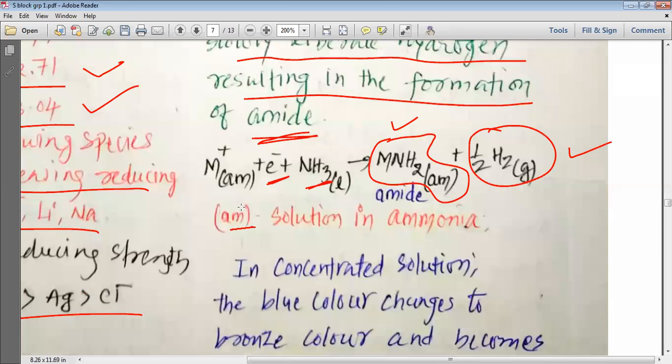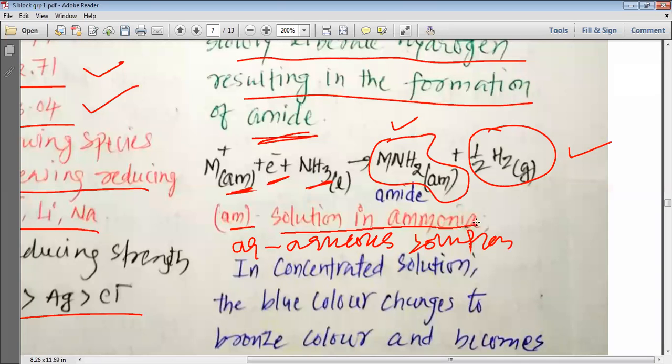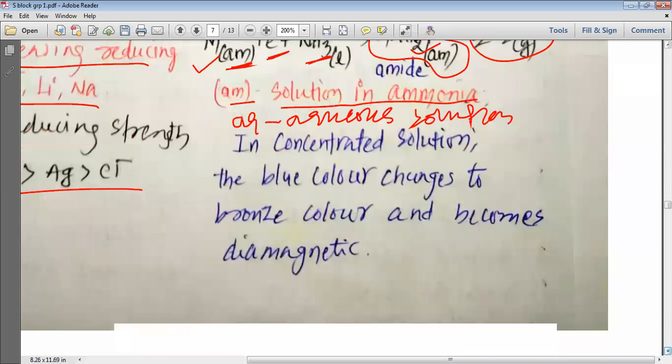So this AM what we have written is like AQ, which says aqueous solution, but here we write AM, which means the solution in ammonia. So this is how, my dear students, we understand the ammoniated solution, and as we have aqueous solution, here these are the ammoniated solutions, you can see that. So these are the solutions in ammonia.